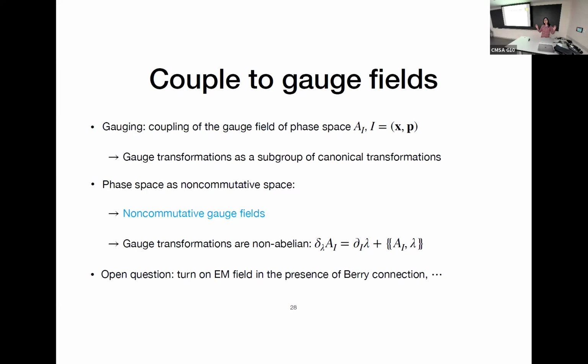But because we want to talk about physical systems, there's an open question that one can ask: how can we switch on the usual electromagnetic field in the presence of the Berry connection? This is an open question we can think about.